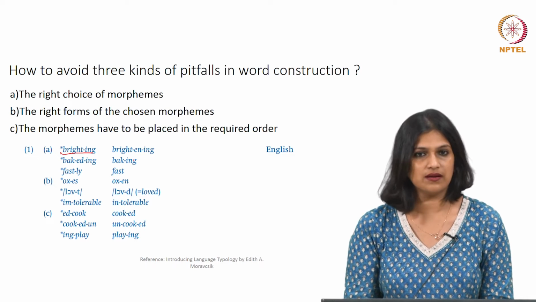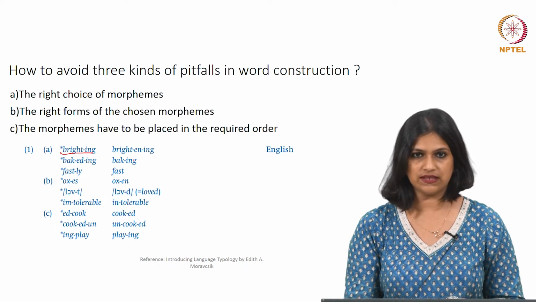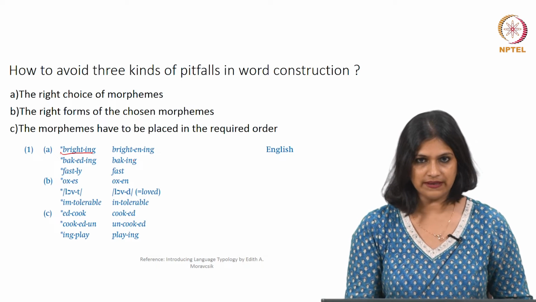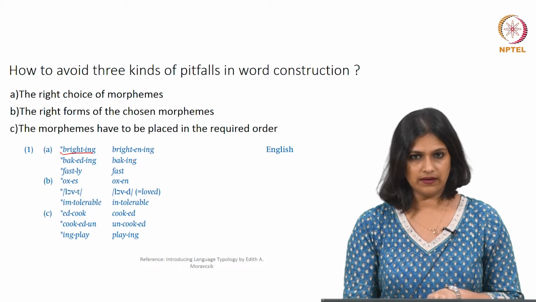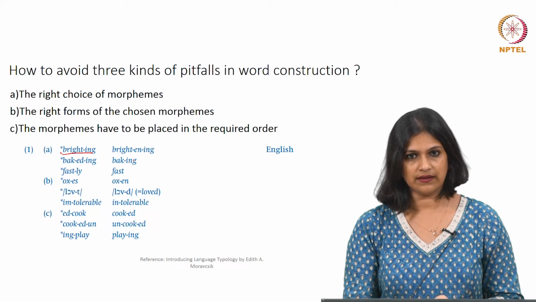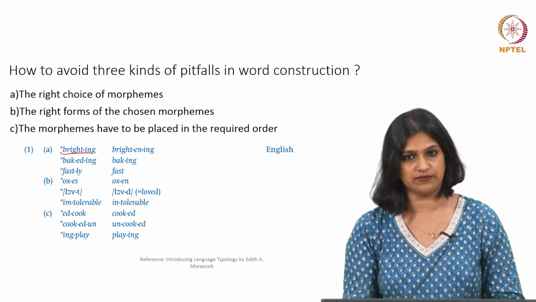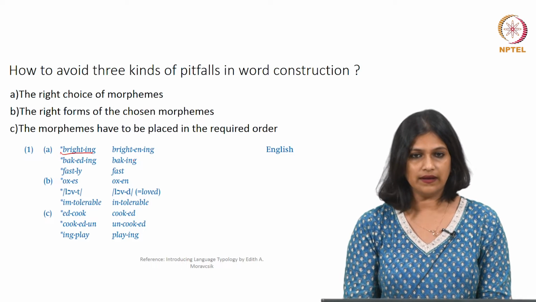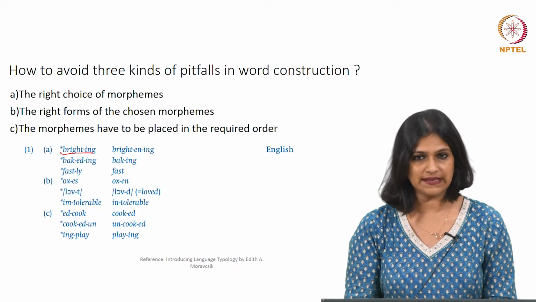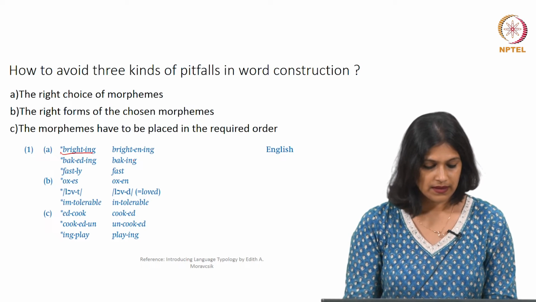Now, come to the third category. So, these two things we have understood. You have to choose the right morpheme. Then the second one, even if the morpheme is right, you have to see which form is used. So, the right form of the chosen morpheme should be used. Then the third one is that the morphemes have to be placed in the required order.